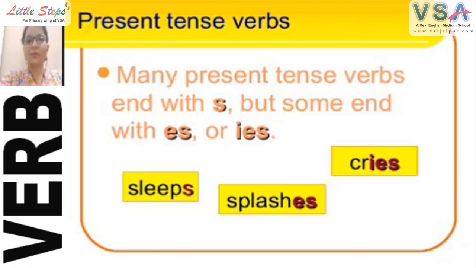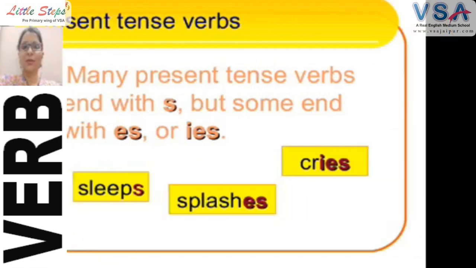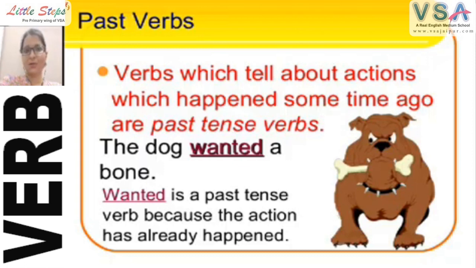Sleeps, here we have already removed s; from cries we have already removed cry. This is the base form, the first form of the verb, cry. But when we make a present tense verb, we change it into cries. We remove y and we put ies there. Okay, let's move further and know the past verbs.